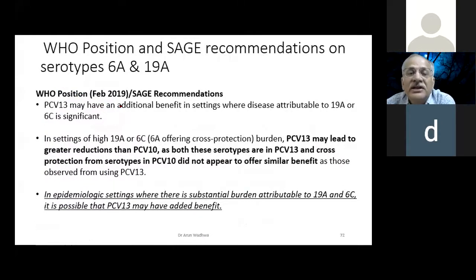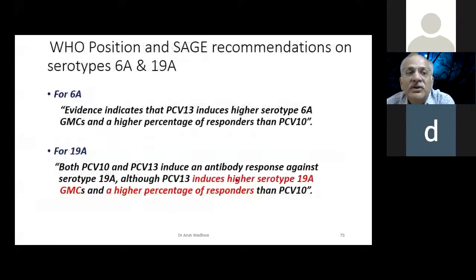And this is again straight from the WHO paper. This is not what I have to say. PCV13 may lead to greater reduction than PCV10 as both the serotypes, that means 6C and 19A, are there in PCV13, and cross protection from PCV10 did not appear to offer similar benefits. And in epidemiological settings where there is substantial burden attributed to 19A, 6C, it is possible PCV13 may have additional benefits. These are the words of the WHO.